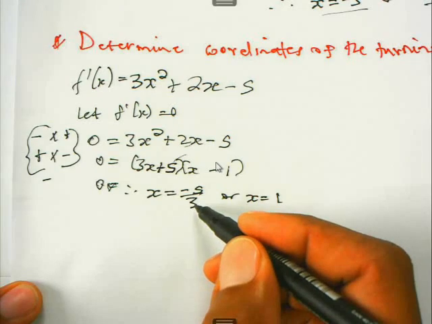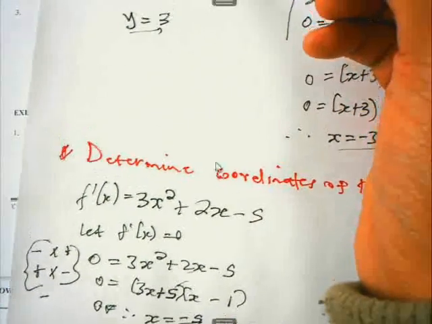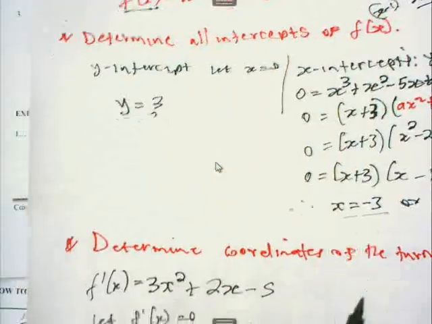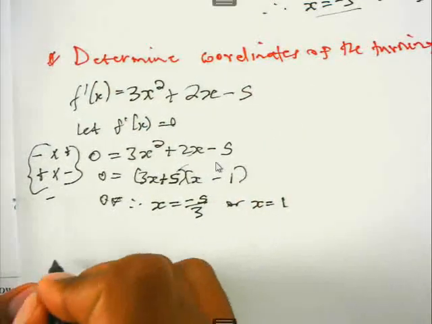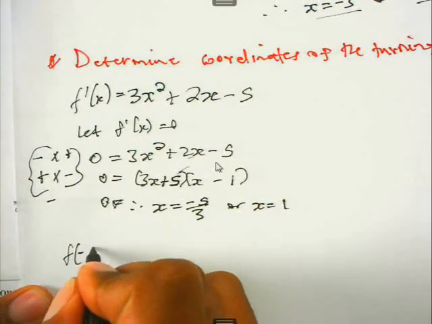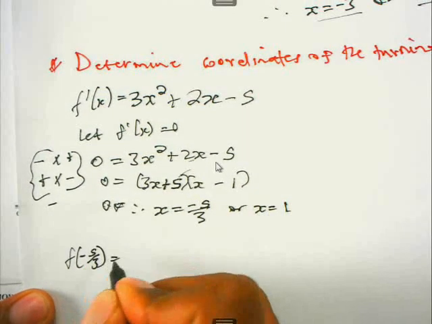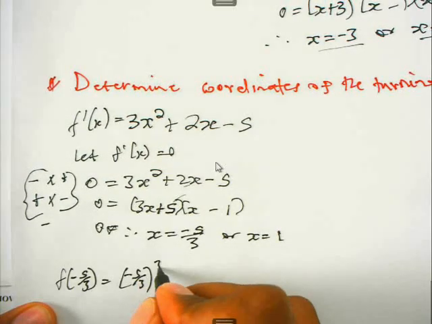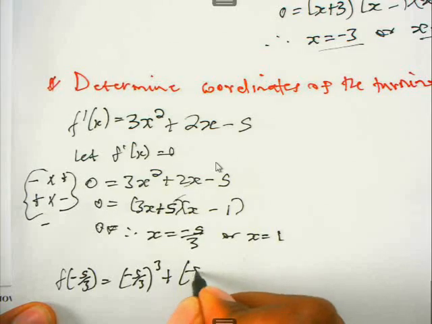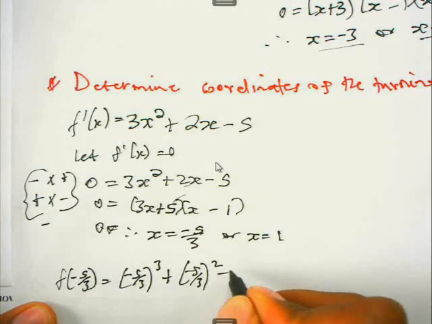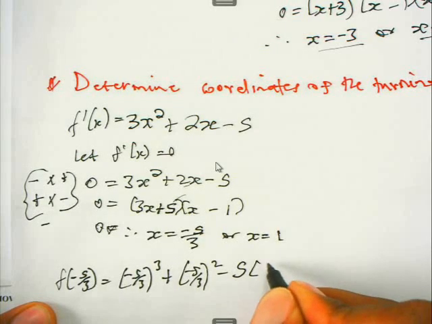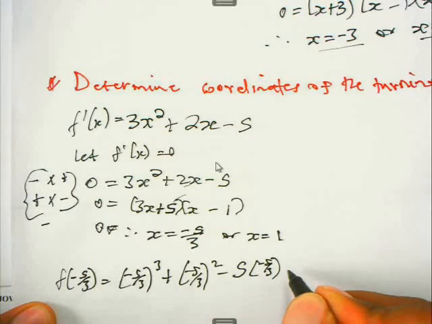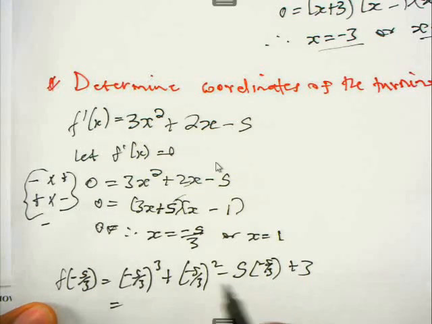We take x, we substitute it where? In our original function. Right. Now it means you are going to have what? f at minus 5 divided by 3 is equal to what? Minus 5 divided by 3 to the power of 3, plus minus 5 divided by 3 squared, minus 5 times minus 5 divided by 3, and then plus 3.